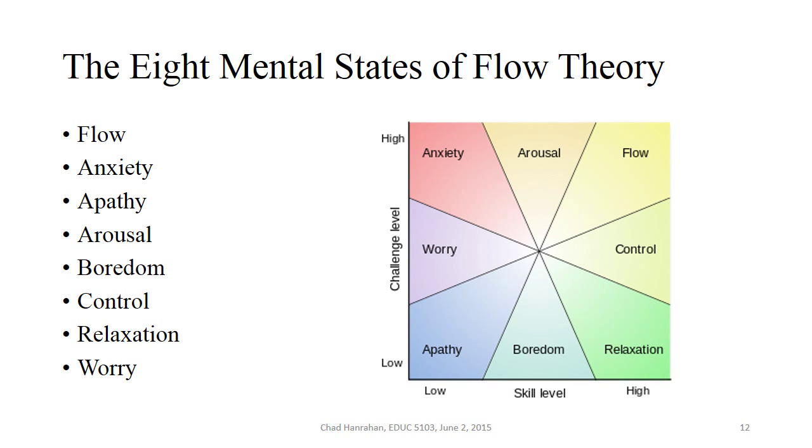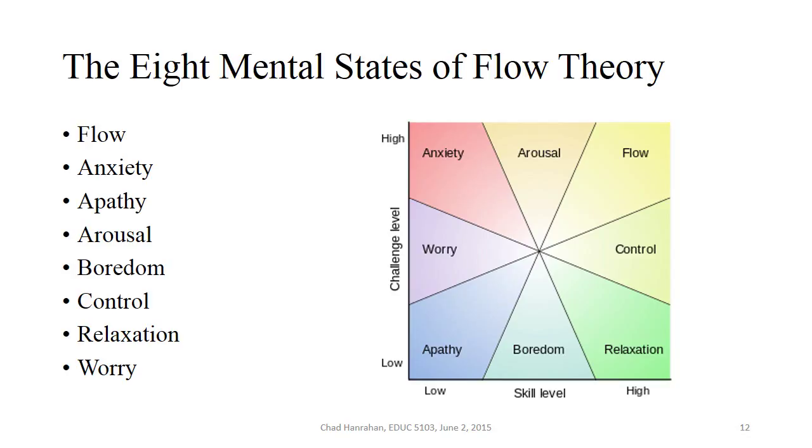So this diagram shows the 8 mental states of flow theory. I thought it was nice. It had some color in it, and it kind of brought forth these words instead of just listing them. I have a list on the left-hand side, and they are flow, anxiety, apathy, arousal, boredom, control, relaxation, and worry. Some of these words are actually quite menacing. Some of them aren't too dreadful.